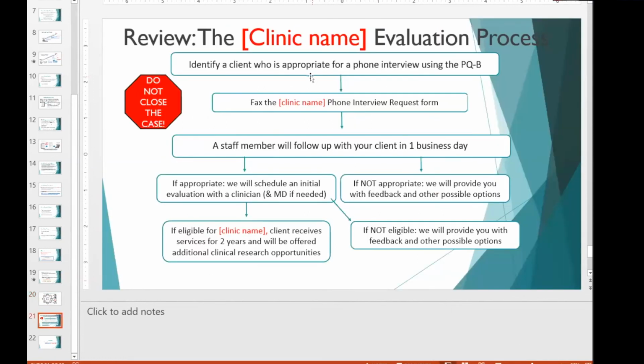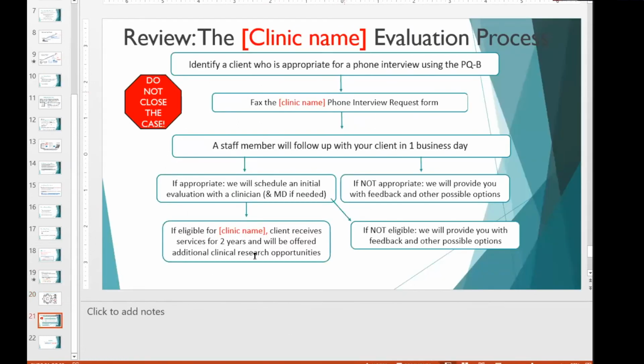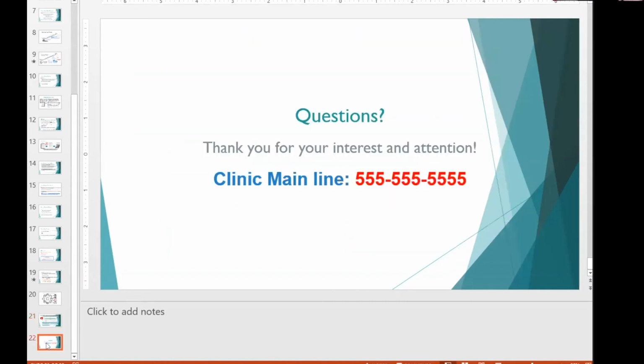Okay. Then usually I have this slide teed up after the description of my clinic, and I talk a little bit about the RAISE study. All of that's in here for you guys. And then I go up again and I say, this is what we're going to do. You're going to interview somebody. You're going to find somebody and give them the PQB. You're going to send us that fax form. We're going to follow up. If it's not appropriate, we will tell you. If it is appropriate, this is what we do. We will provide you feedback. Do not close the case. Please. For us, that's honestly one of our biggest challenges. And then thank you. So these are the slides.